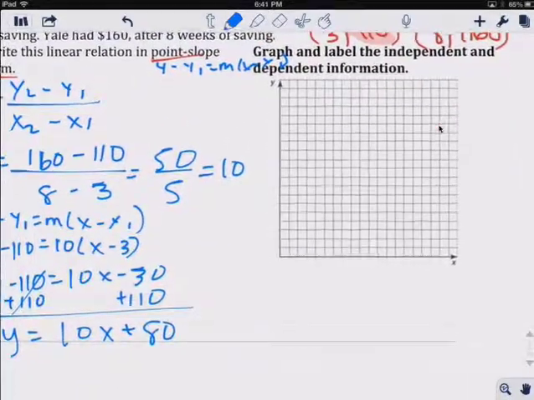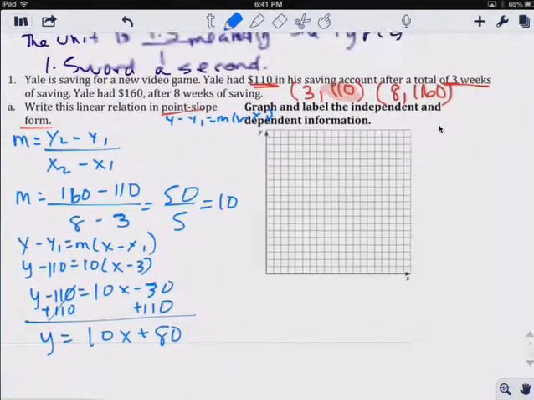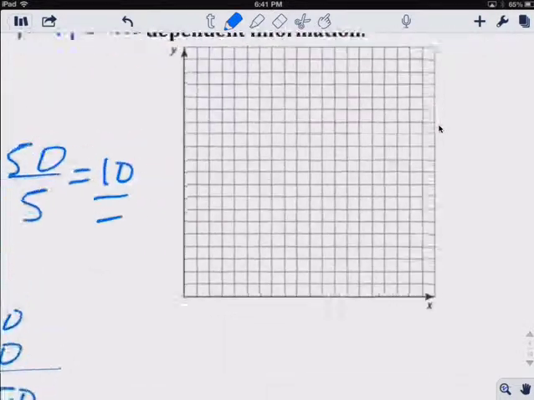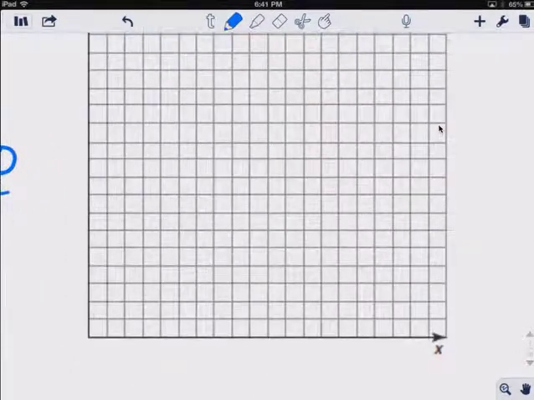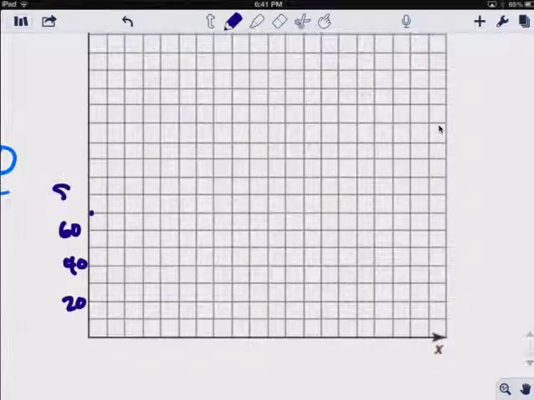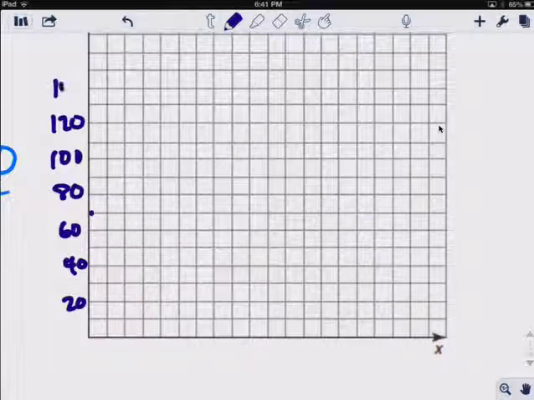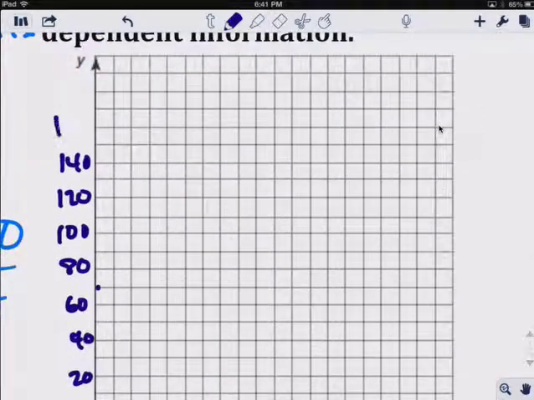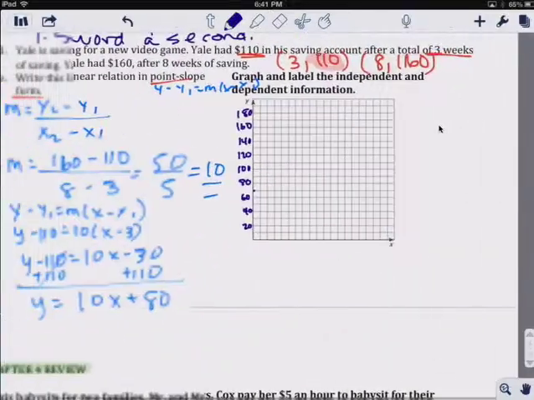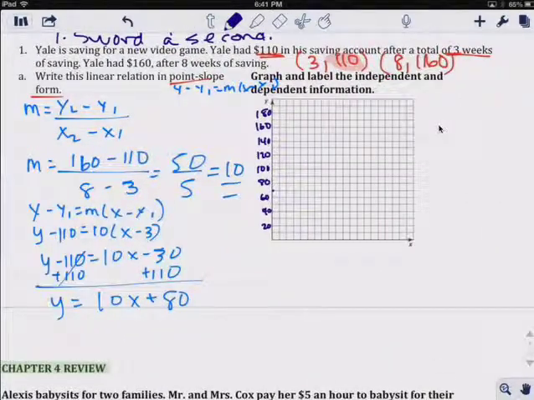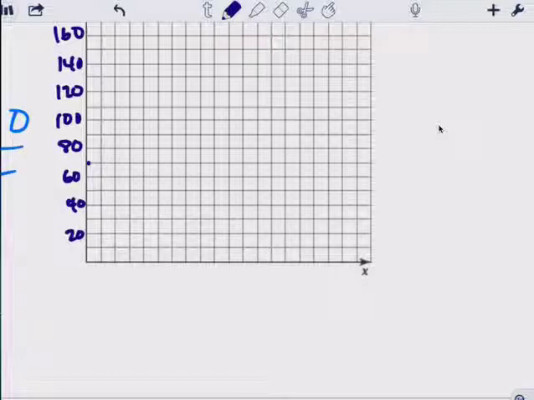Okay, so how do we number this? Let's number it by 10, because the slope is 10 anyway. Going up by 10, so that's 20, 30, 40, 50, 60, 70, 80, 90, 100, 120, 140, 160, 180. And number on the side, there are weeks and savings.